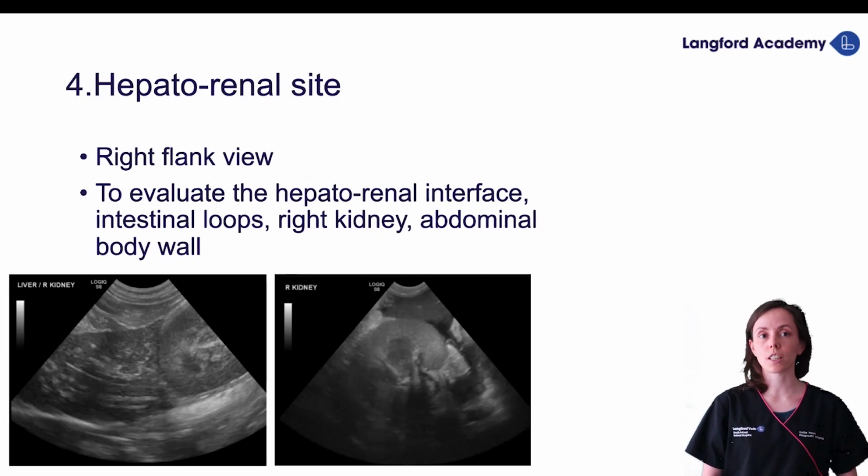And then the fourth site is the hepato-renal site, from the right side, where you've got the interface between the right side of the liver and the right kidney. You also have the interface between the abdominal wall and these two organs. On the picture on the left, you've got the liver on the left side of the screen and then the cranial pole of the right kidney, and you've got a nice interface in between the two with no fluid present. And then on the right side, there's a little bit of fluid interposing between those two organs.